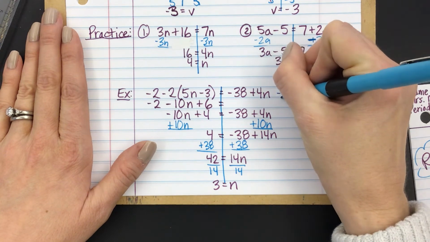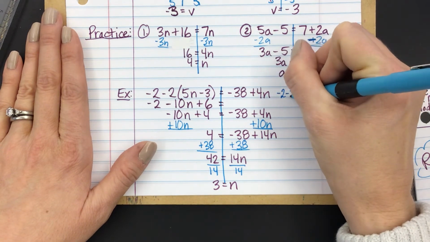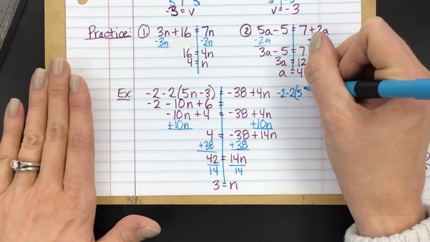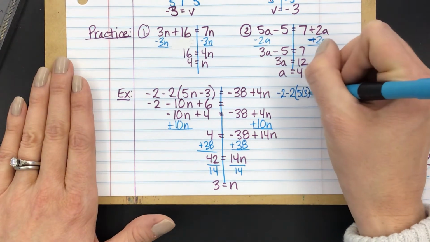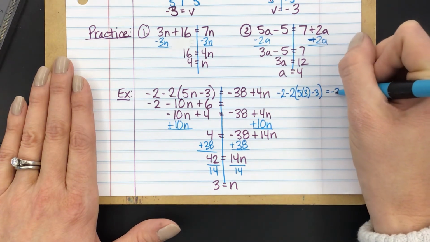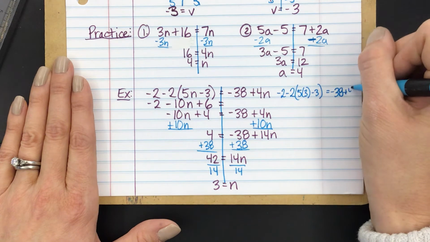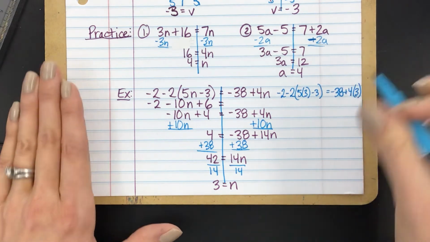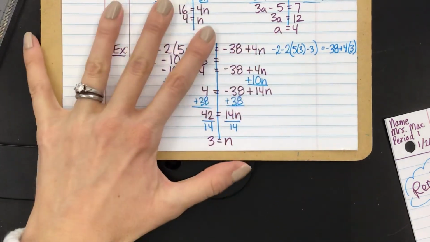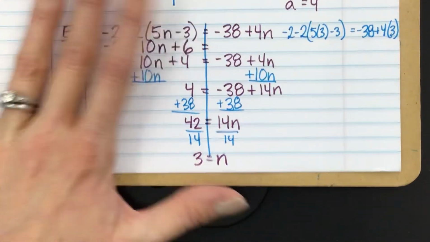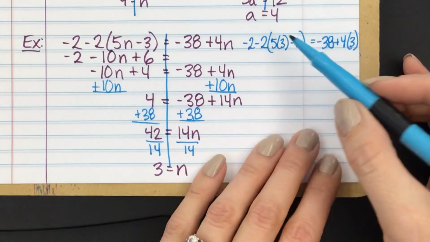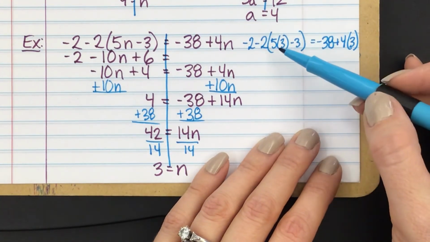So I'm going to do negative 2 minus 2 times 5. Now we decided that n was 3. So I'm going to multiply 5 times 3 minus 3. Woo, just barely fit. Sorry, I'll zoom in on that a little bit so that you can see it because I wrote it so small and cramped, okay? Now I'm gonna use order of operations to simplify this.